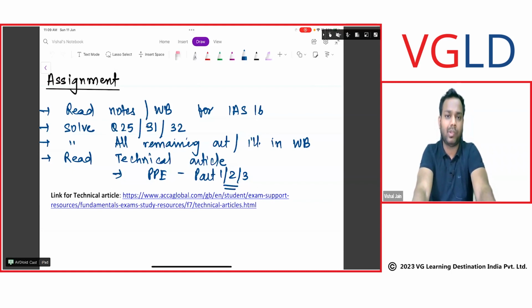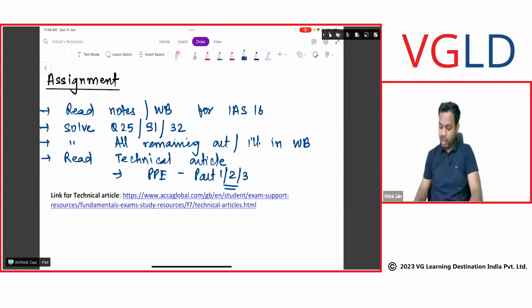I will be sharing a picture of these questions in the WhatsApp group, so that those who have not got the book can have it. So this is your assignment for today, guys.